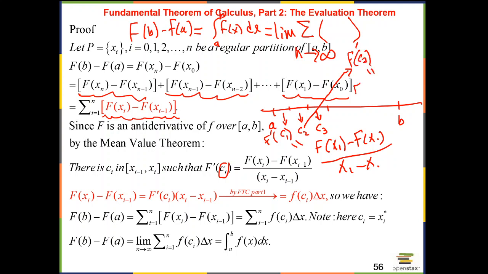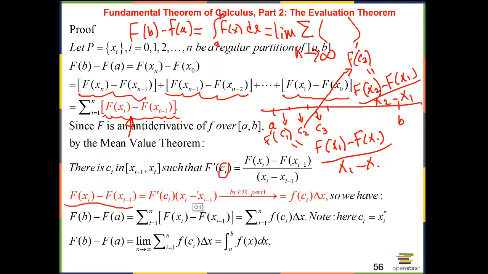This c2 right here, f prime of c2, has to equal f of x2 minus f of x1 over x2 minus x1, and so forth. Every one of these c's has to equal a structure like that, according to the mean value theorem for derivatives. Okay, now from here, we could just cross multiply. We get that f of x sub i minus f of x sub i minus 1, which is this structure we're going to change, is equal to f prime of ci times that.